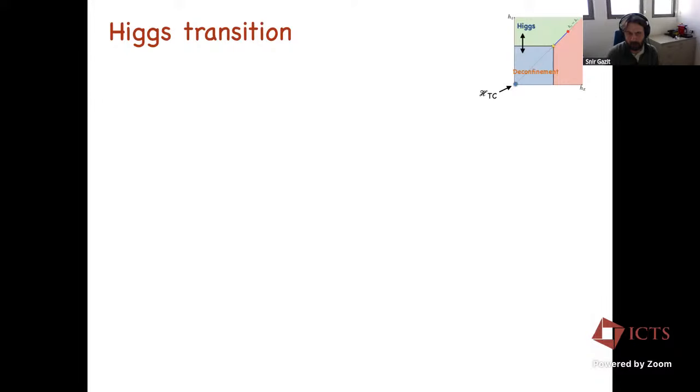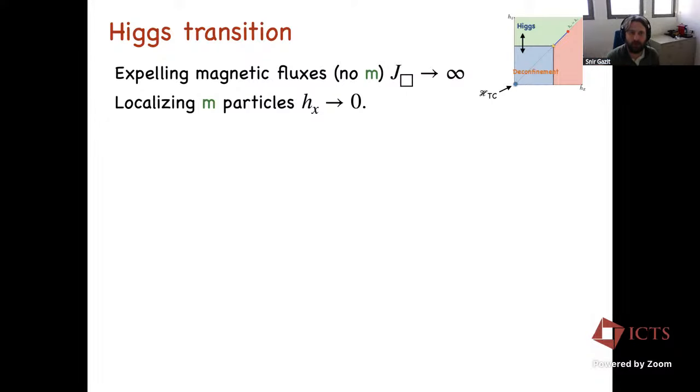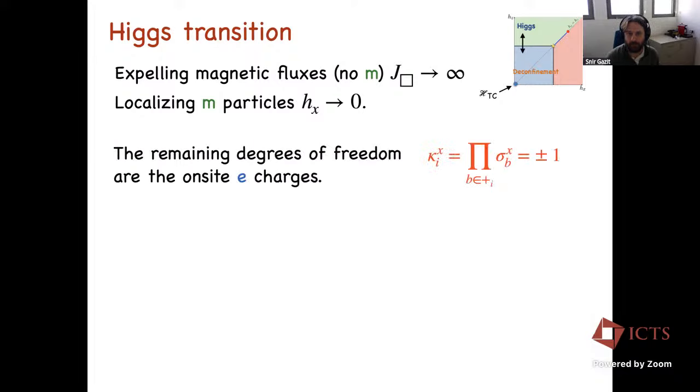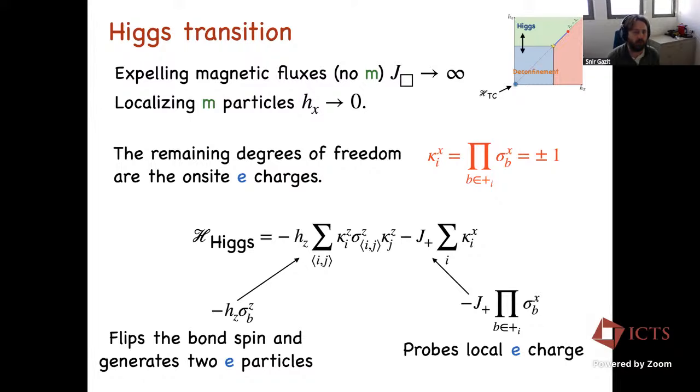Now, one can look at this transition from a dual prescription. Instead of expelling electric charges, we can expel magnetic fluxes. In this limiting case, the only remaining degrees of freedom are the charges, which I'll denote here by the new Ising variable kappa x. And some simple algebra can convince you that the resulting theory looks much like the Ising model we discussed before. The only real difference is that it has an additional link term between the Ising interaction, kappa z, which later on will play an important role.